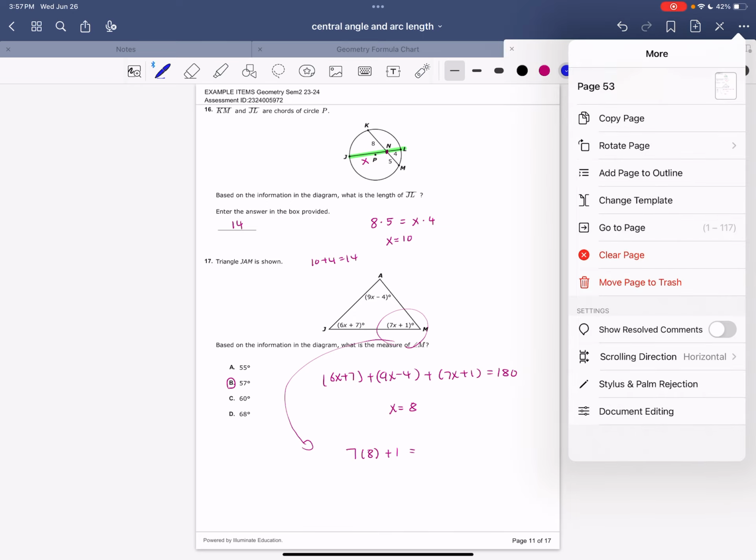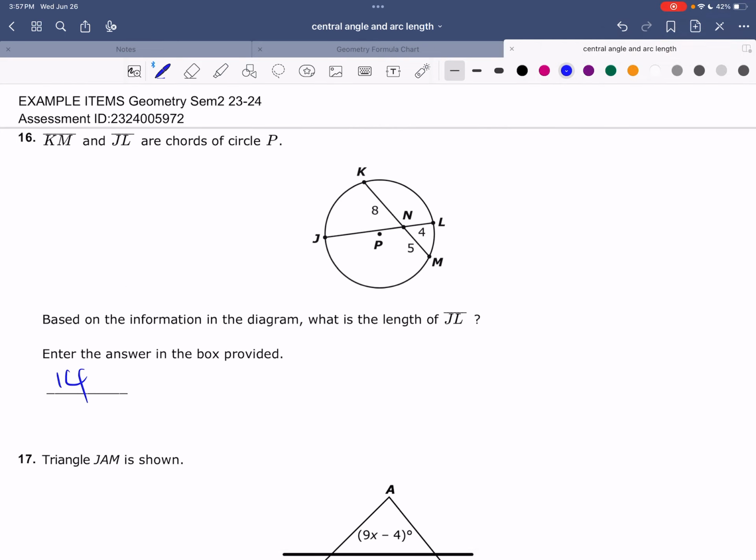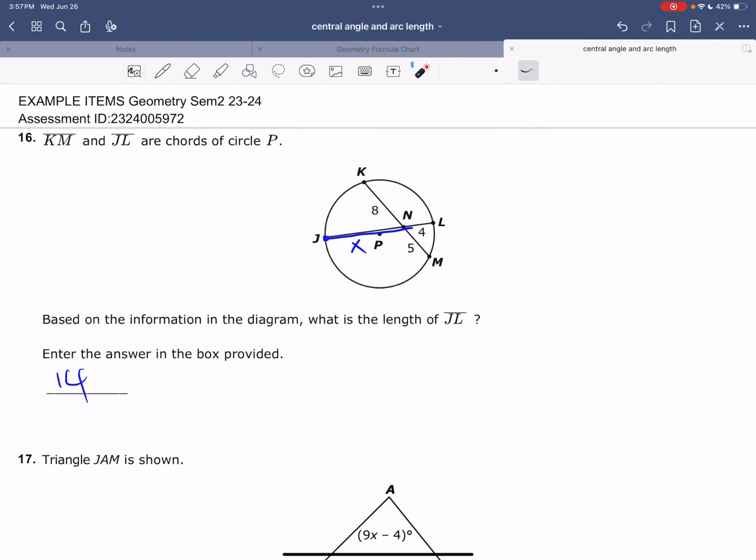So here you go. Oh, so you want to find the length of what? J to L. So let's do this. We don't know J to N, so I'm going to put X. And here your formula is going to be this. Do you see AE times EB is equal to DE times EC, something like that? So same thing here on JN, so X times 4 is equal to 8 times 5.